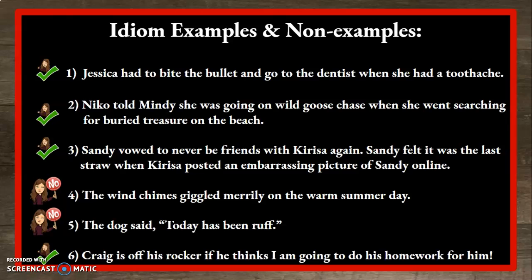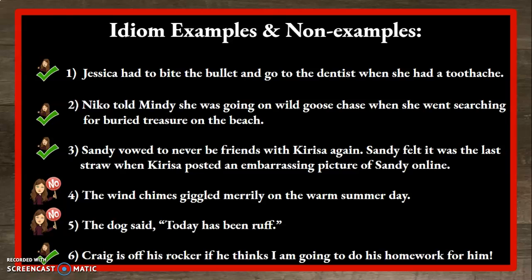5, the dog said, today has been rough. Well, there's a little bit of personification going on here because we're giving the dog the ability to talk, but this is more of a pun. So we know that dogs often say rough. That's one of the onomatopoeias assigned to them. So there's an onomatopoeia there, but it's also a pun, a play on the word rough. Typically, we would spell that R-O-U-G-H.